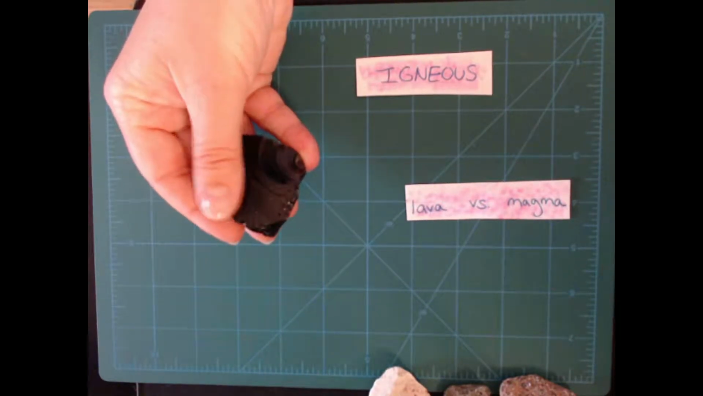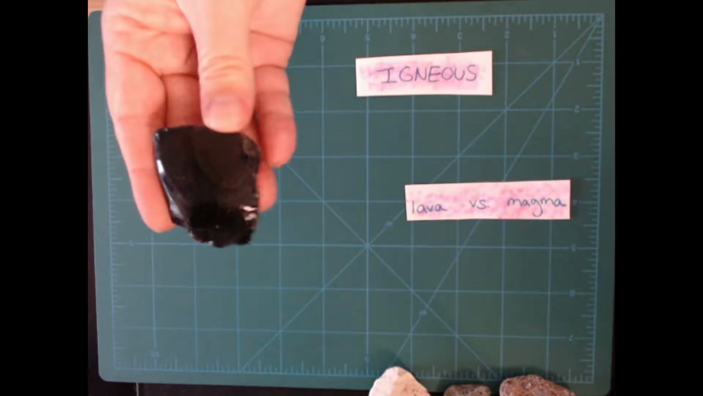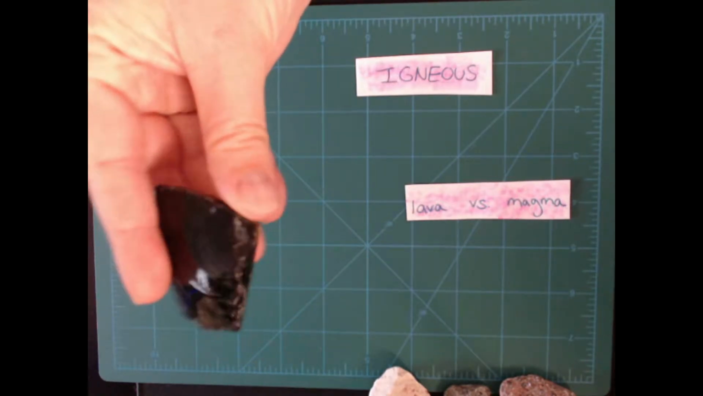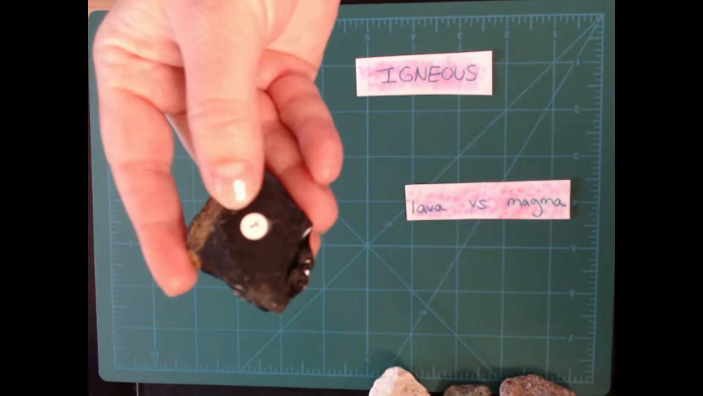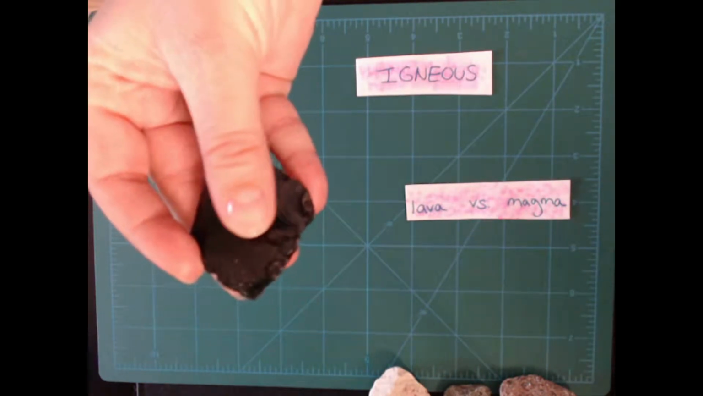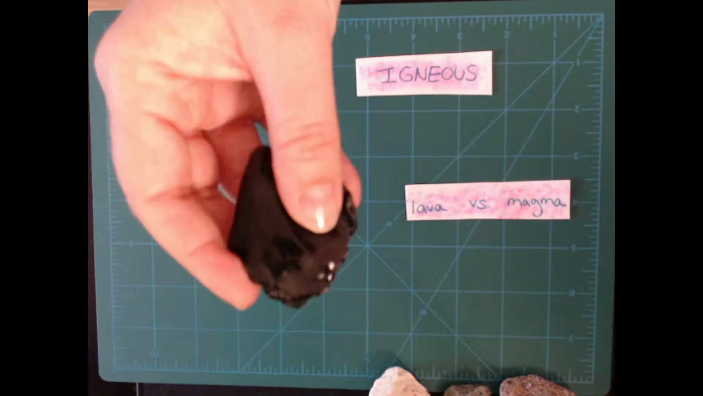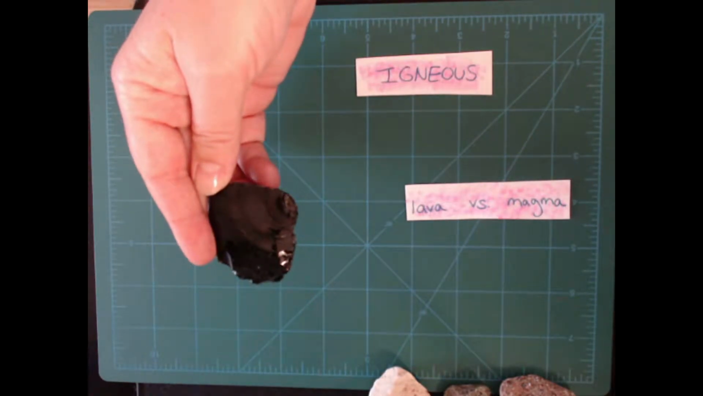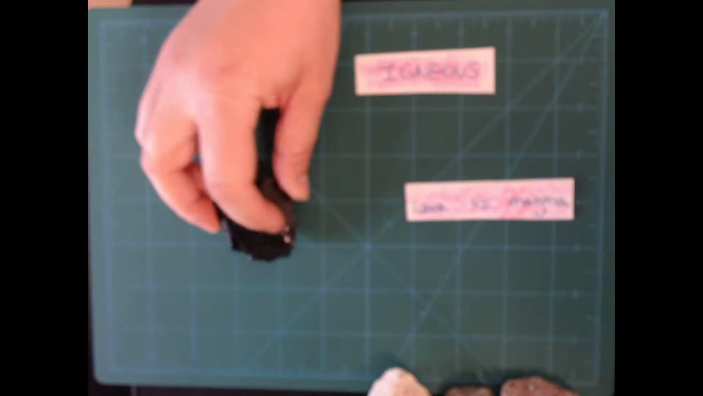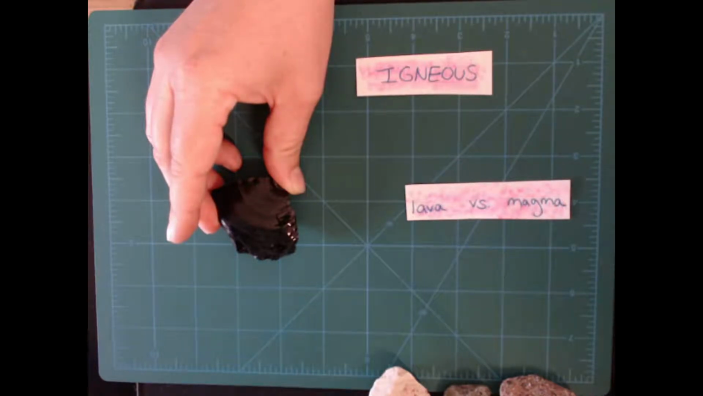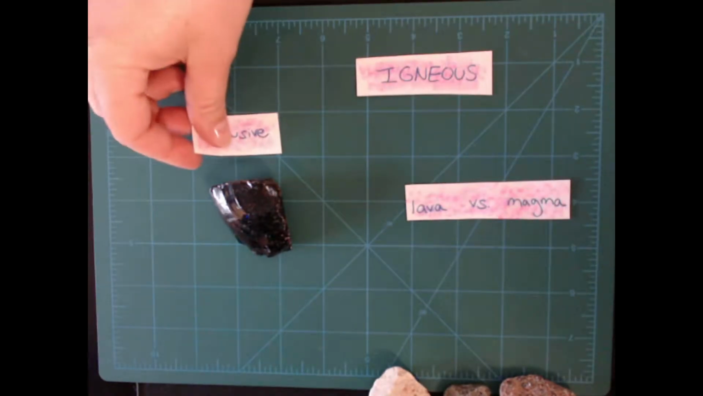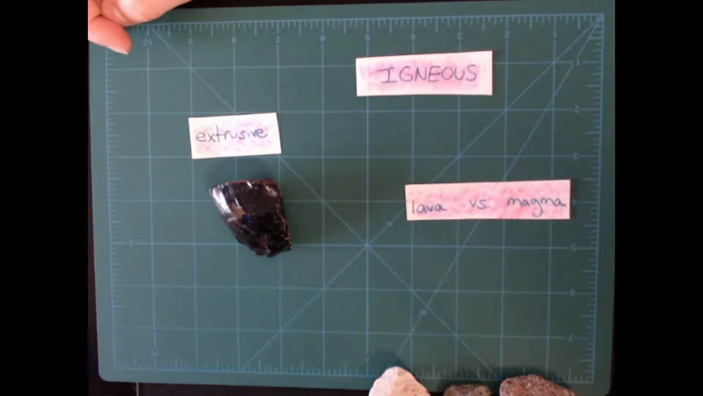So obsidian has this lovely glassy hue to it. It's nice and black and shiny. You can see it's not shiny all the way around, but this is nice shiny glass. In fact, if I were to break this, this is the sharpest point that man can naturally make, with obsidian. Hence its use for weapons. Now, what's interesting about obsidian, it's an example of what's called an extrusive igneous rock.